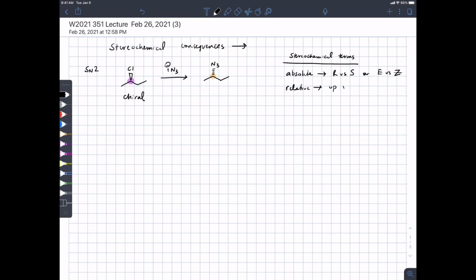It could be up versus down. Up relative to what? Down relative to what? Cis versus trans. Same versus opposite. And inversion is one of these relative terms. That means the stereocenter was one way, and then it switches to the other way.